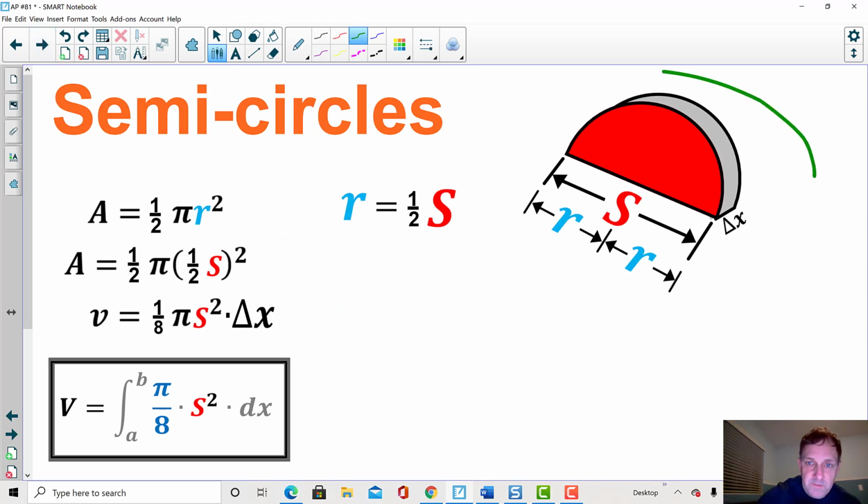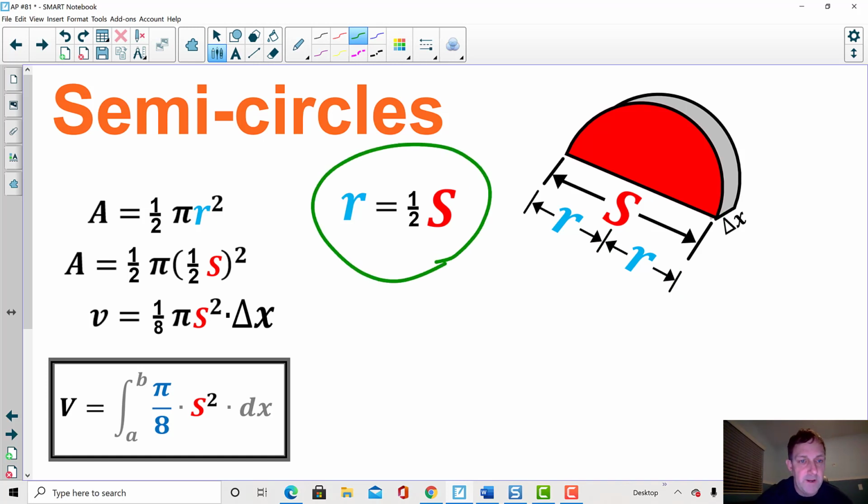Again, we're just reviewing. This is semicircles. So if your s is the bottom of your semicircle, the part I just shaded with green, then the radius is really going to be from here to the outside. So the radius is really just going to be half of s. So I'm writing that right here. Your radius is 1/2 of your s.